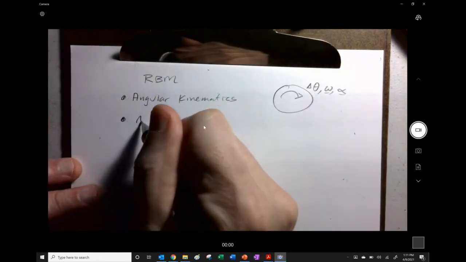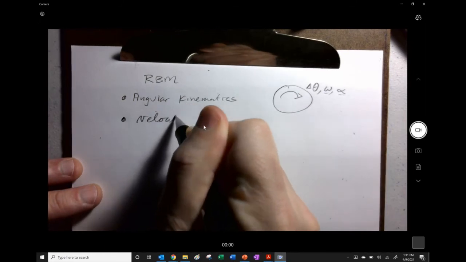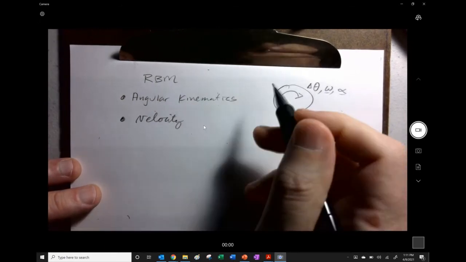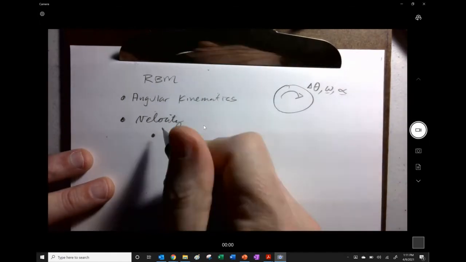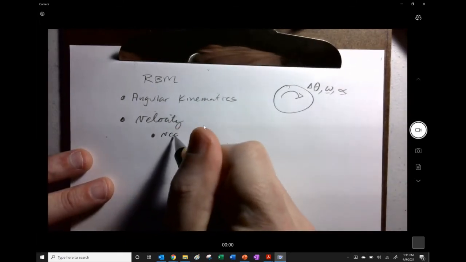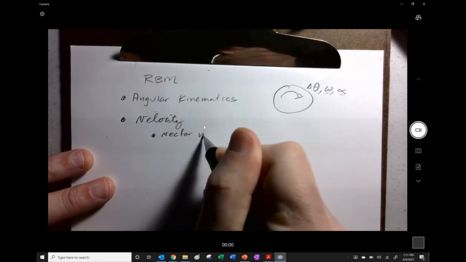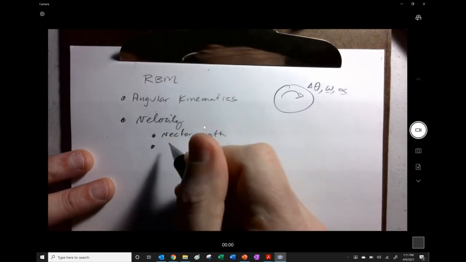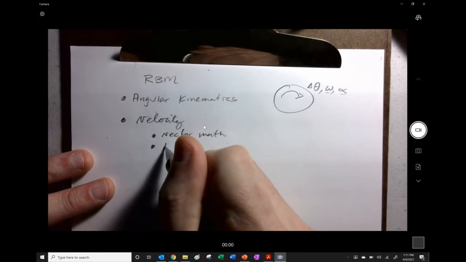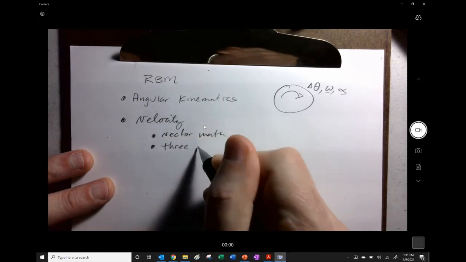Then we have velocity, right? So rigid body velocity, but we could do that by way of several things. We could do vector math. Right, so we could solve this using vector math. We could solve it using 3 diagrams.